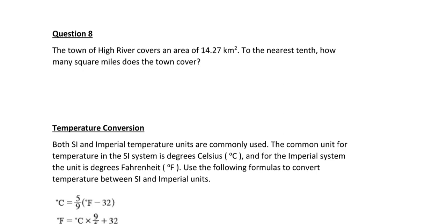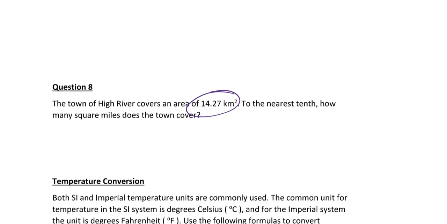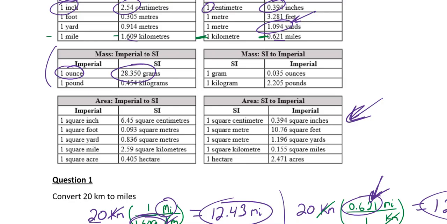All right, the Townahai River covers an area of 14.27 kilometers squared. To the nearest tenth, how many square miles does the town cover? All right, so this one's going to be a little bit tougher because we're dealing with area now, right? So kilometers squared, but we can do something similar. If we look back up, we convert square kilometers, like the area of the field or whatever, to square miles. Well, okay, so 1 square mile is the same thing as 2.59 square kilometers.